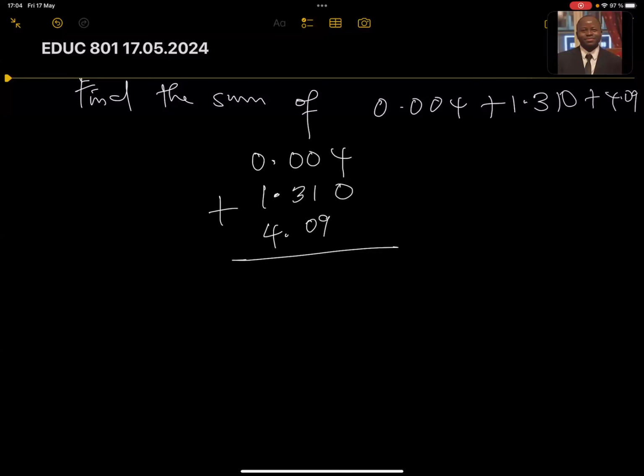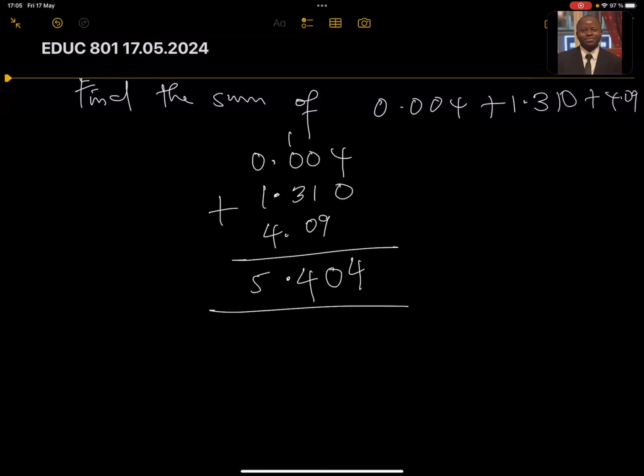So 4 plus 0 gives you 4. Then 0 plus 1 plus 9 gives you 10, so you write 0 and carry 1. That 1 you add to 3, you get 4. Then 4 plus 0, you get 4. Put your point where its location is. Then you add 0 plus 1 plus 4, and that gives 5. So this is a basic addition problem.